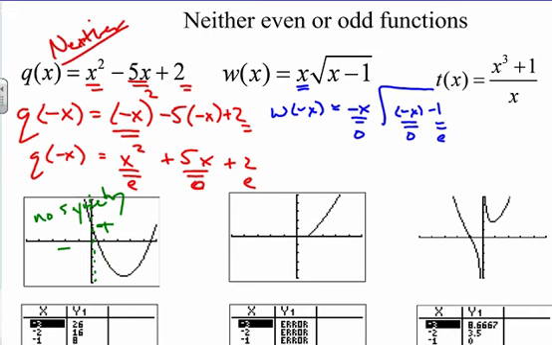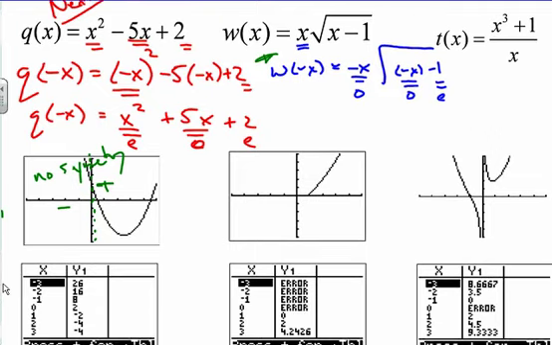Now, if that confuses you, and sometimes it can because this algebra is a little confusing, sometimes it's good to just look at a graph. From this graph, if you would graph it, you can identify that this graph of the function w of x does not have any symmetry. There is no symmetry. Because it has no symmetry, it is a neither function.